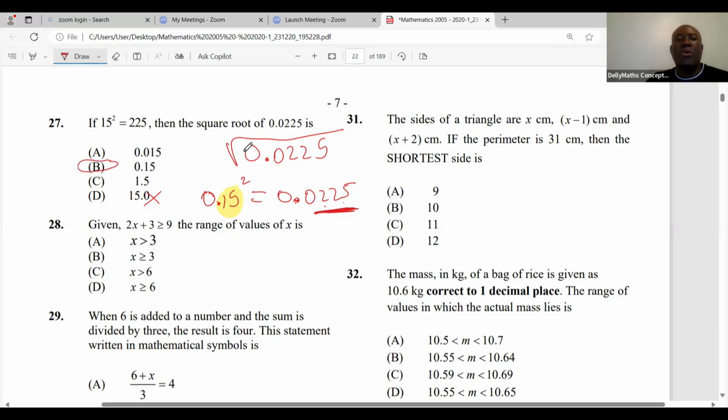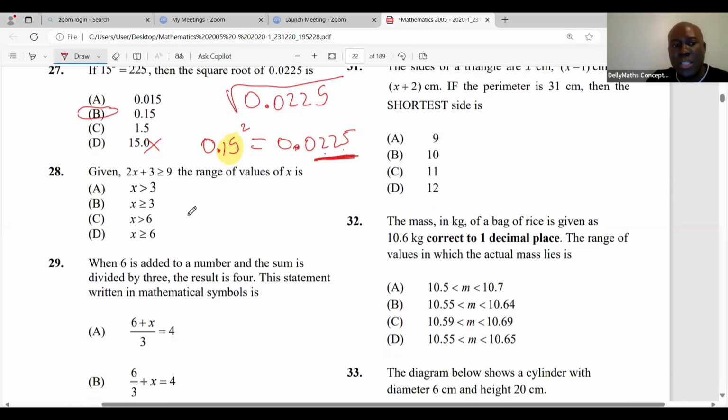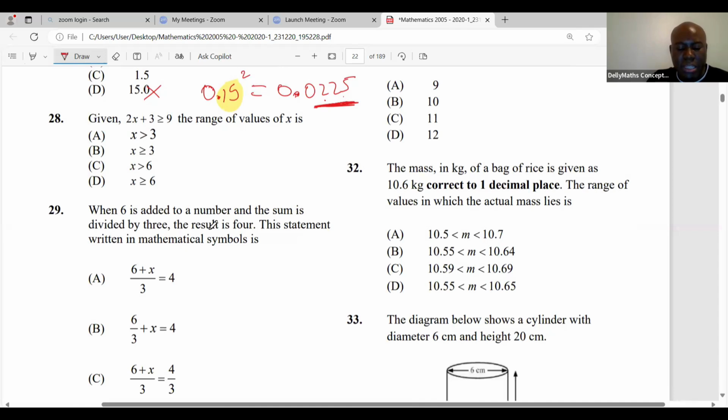So this is about, do you understand how decimal numbers operate, especially when they're multiplied? Let us take a look at 28. 28 says, given that 2x plus 3 is greater than or equal to 9, the range of values of x is what?